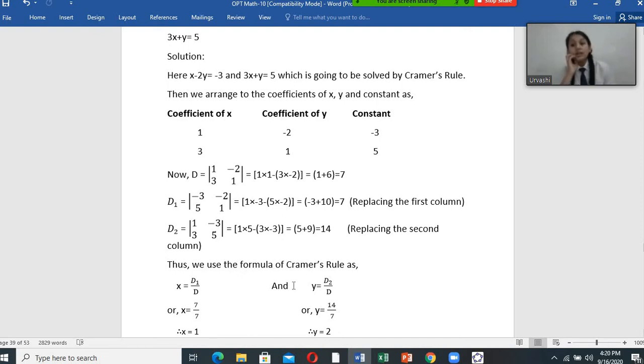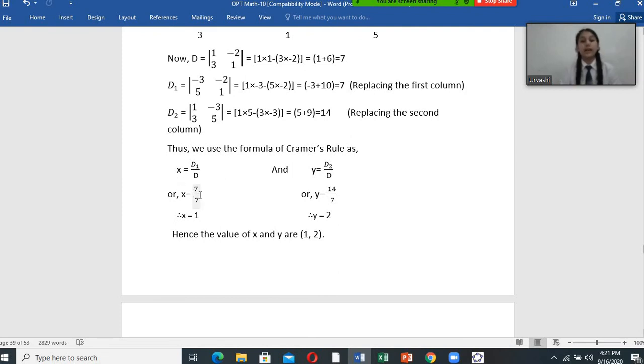Now we are almost at the end of the solution. Here we have to find the required values of x and y. So how to find it? It's really not difficult. We have an easy formula here, that is D1 by D, and we have to put in the required values of D1 and D. Similarly for y also we have D2 by D, and we have to divide it and find the value of y. Finally, what we get, the values of x and y are 1 and 2.